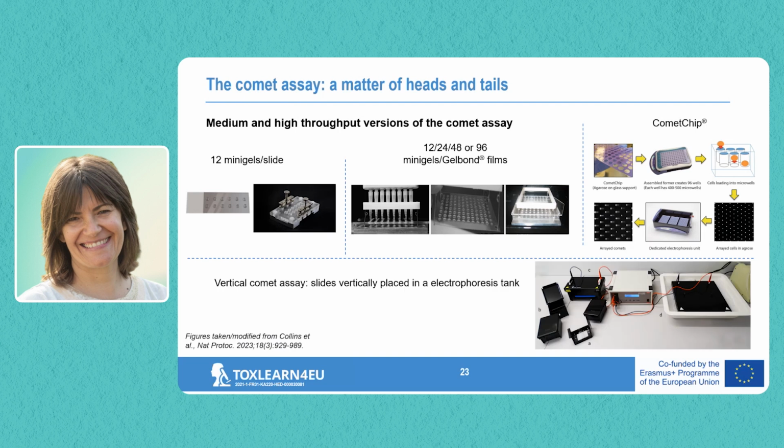Okay. And then, of course, another way to increase the throughput is to use the vertical Comet assay. Normally, we do the electrophoresis in a horizontal way, but there are tanks that allow you to do it in a vertical way. That way, you can put a lot more slides per tank.